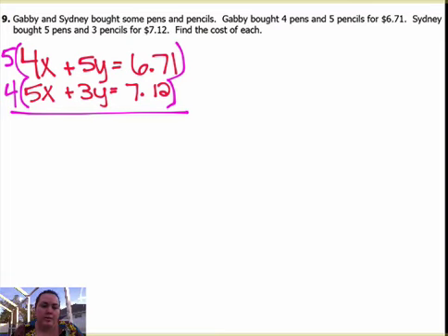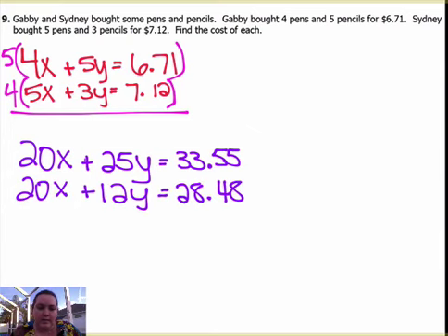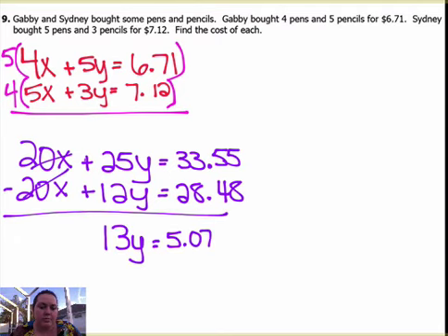Multiply the top equation by 5 and the bottom equation by 4. Elimination. I'm taking those first numbers and I'm basically just flipping them around, multiplying. So I get 20X plus 25Y equals $33.55. 20X plus 12Y equals $28.48. Subtract. 13Y equals 5.07. So I get Y equals 39 cents.